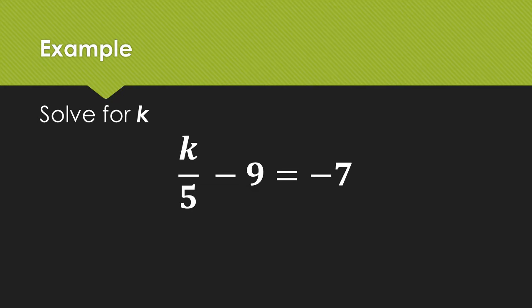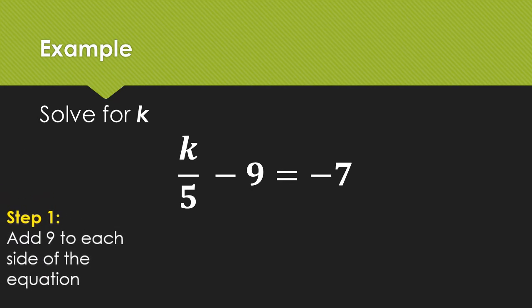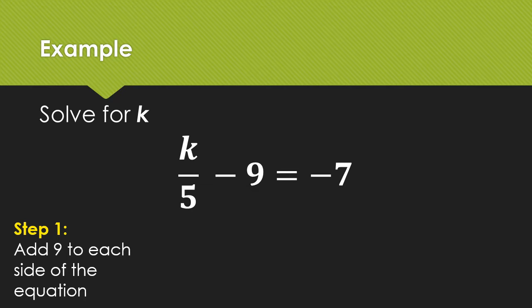So here we go. We have our first example here. We need to solve for k. And here is our equation: k divided by 5 minus 9 equals -7. So this is going to require two steps to get k by itself. Our very first step is we need to add 9 to each side of the equation. We're trying to get k by itself.